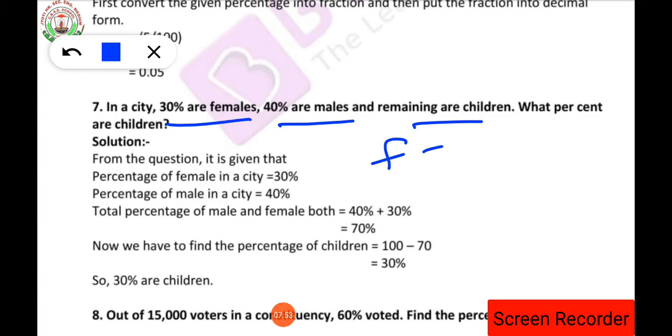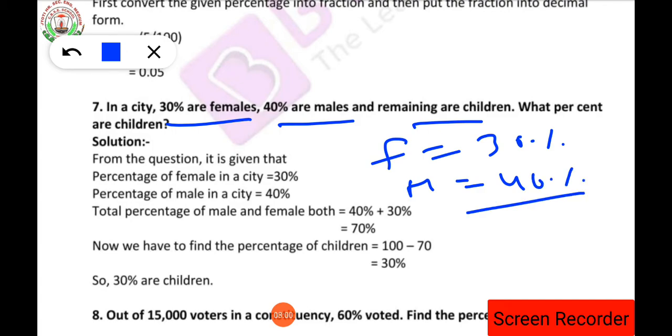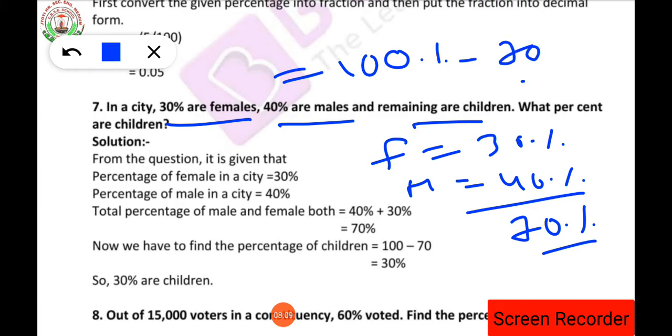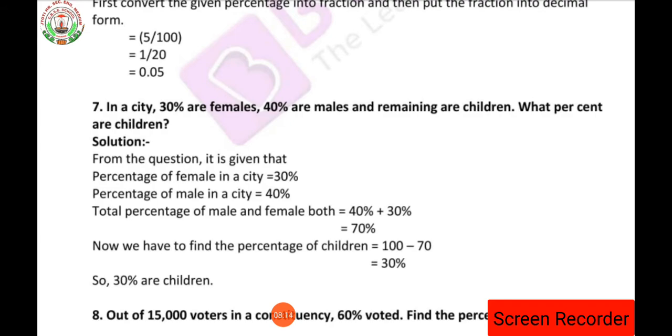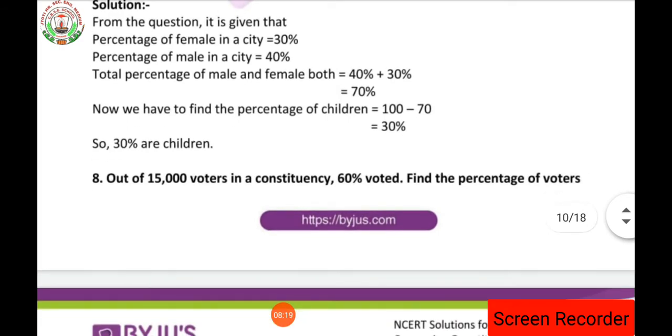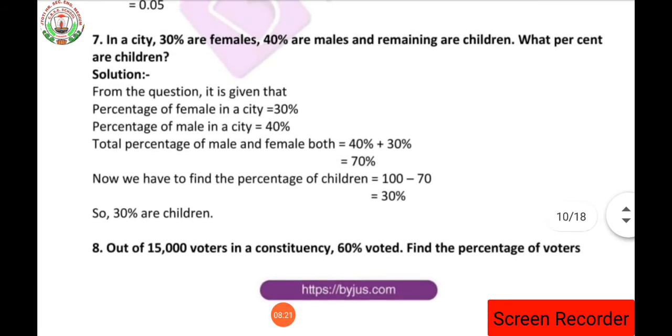So female we are having as 30%, male we are having as 40%, isn't it? Now if we add female and male together, we will get 70%, and all together the percent we are considering as 100%. So 100 minus 70 will be how much? 30. So the number of children in the form of a percent will be 30%. In the same way, question number 8 we are having: out of 15,000 voters in a constituency, 60% voted.